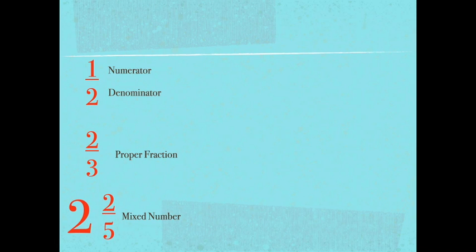Now this number here is a mixed number. This number is actually bigger than 2, but less than 3. It's got a whole 2 in it, and then a fraction of 3. So it's almost 3, but not quite. So we call it a mixed number.